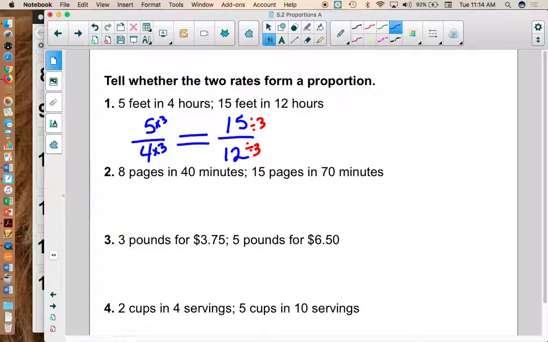Tanner? This probably wouldn't be good for this problem, but if they both have the same unit rate. Oh, find the unit rate? Yes, it would work. See, there's lots of different ways.